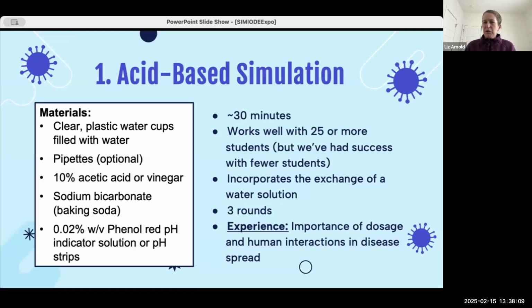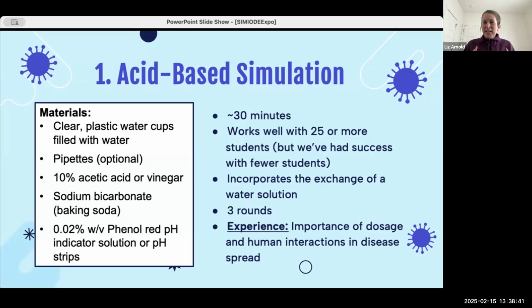It works pretty well with a group of 25 or more, but we've really had success with as few as 10 students. This simulation incorporates exchanging solution from cups, and we use 3 rounds of this simulation. And we really want our students to experience the importance of dosage and the human interactions in the spread of the disease.